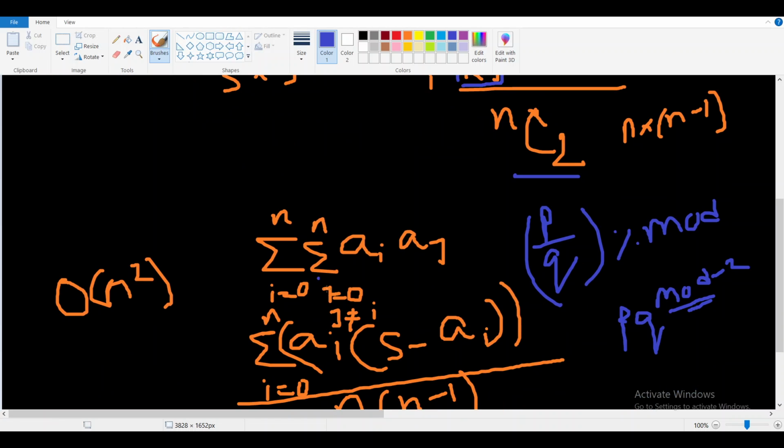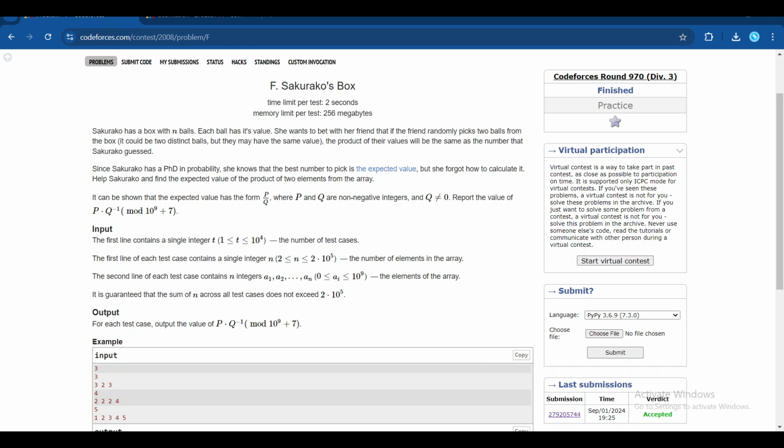And after i and j become independent, we are separating it out. So we are taking ai outside of the inner summation, and we are taking the summation of the inside. The summation of the inside is nothing but s minus ai, because we have only one condition, j not equals to i. I hope you get the explanation and the code.